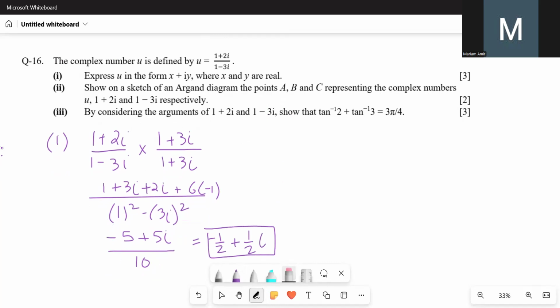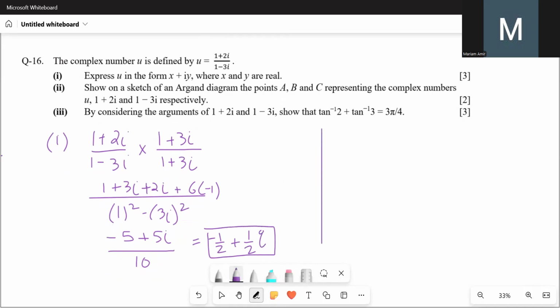Part 2, show on a sketch of an Argand diagram the points A, B, C representing the complex number U. Okay, let's just start with U and then draw the other two. So U is going to be negative half. Let's say this is negative half, and let's say this is half. So that's U. And then we need to plot 1 plus 2 iota and 1 minus 3 iota.